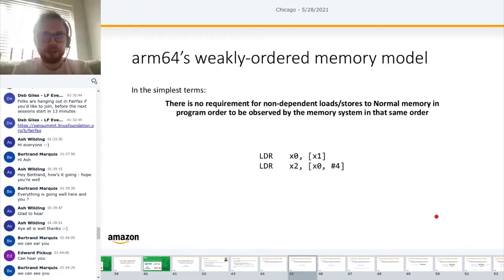Now, I've got some assembly on the screen. I appreciate the fact that a lot of people on the call may have never seen assembly before, especially ARM assembly. Don't worry, things are going to be kept really simple, and I'll explain things where they're needed, but for the most part, you don't need to know what the code is actually doing.